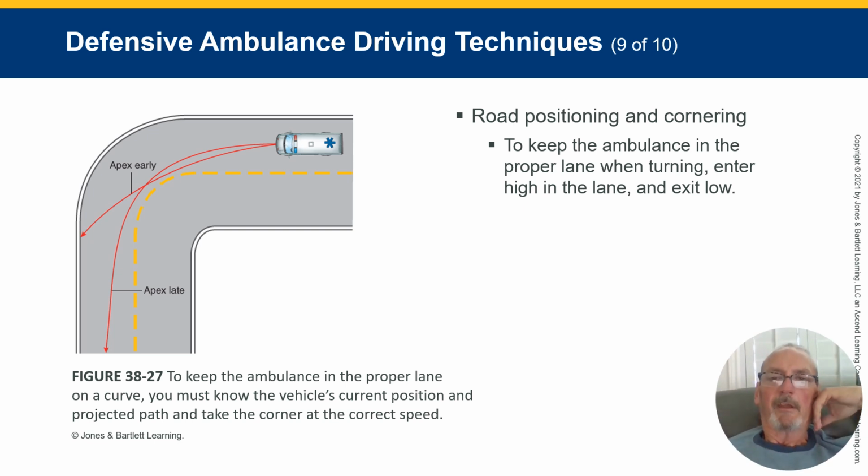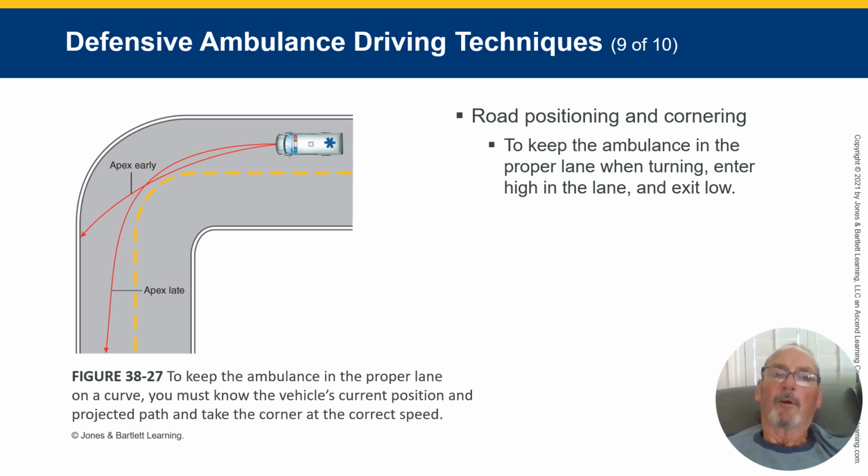Road positioning and cornering. To keep the ambulance in the proper lane when turning and entering. Never accelerate into a corner. You always want to let off the gas coming into a corner. As you hit what they call the apex, which is the bend of the curve, that's when you get back on the accelerator and accelerate out of the apex or the curve back into a straight line, as you can see in this diagram.